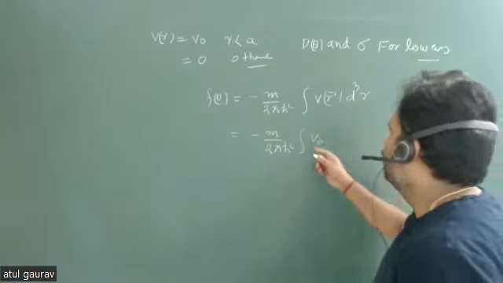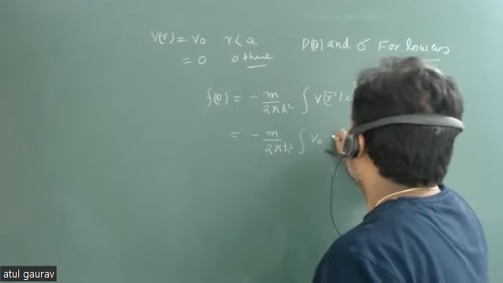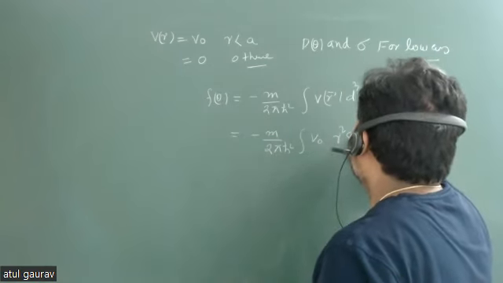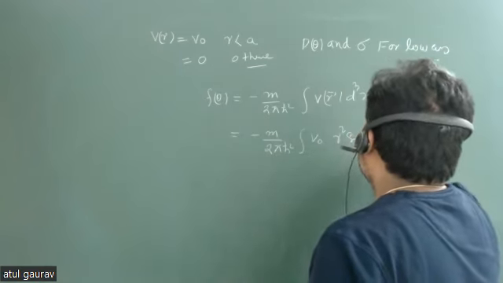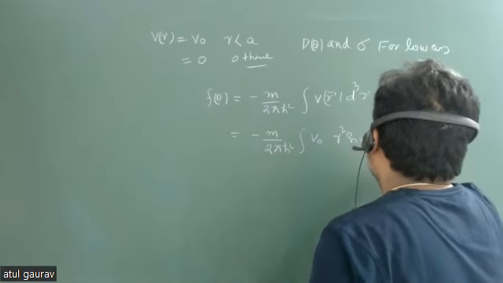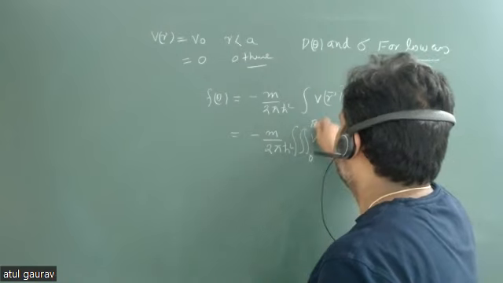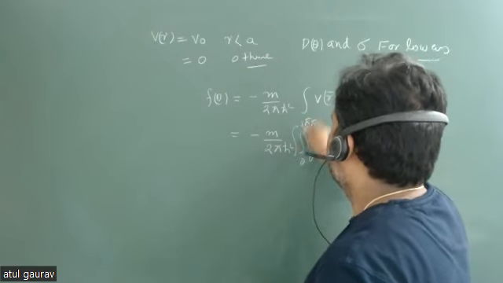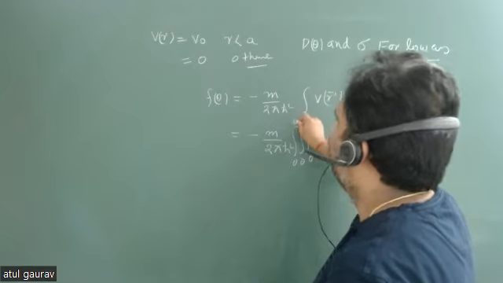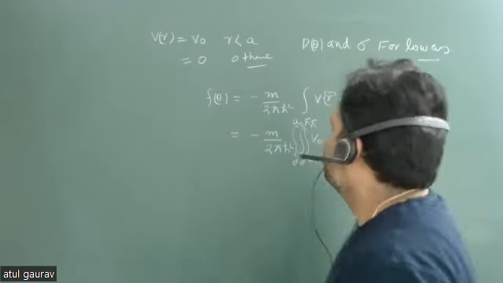This is your V, and now you have to go for d cube r. What is the meaning of d cube r? r square sin theta dr d theta d phi, and you have to go for the triple integral, 0 to pi, 0 to 2 pi, and 0 to a, because otherwise the potential is 0.